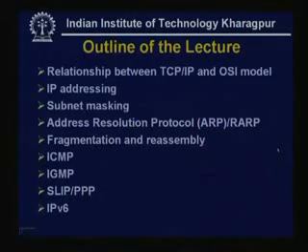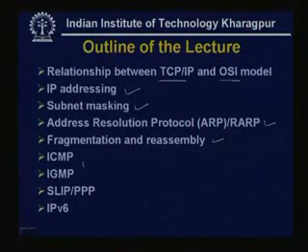First, we shall discuss the relationship between TCP/IP and the popular OSI model. Then we shall discuss various issues related to Internetworking, for example, addressing, particularly IP addressing. Then in that context, subnet masking, and also the address resolution protocols, ARP and RARP. And then we shall consider how fragmentation and reassembly is done in IP.